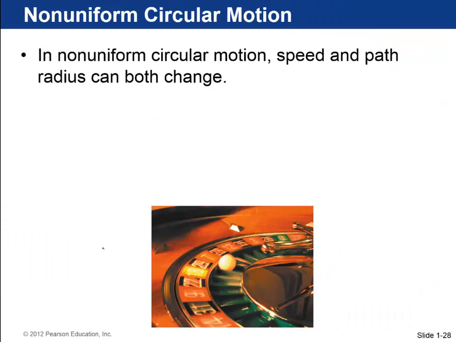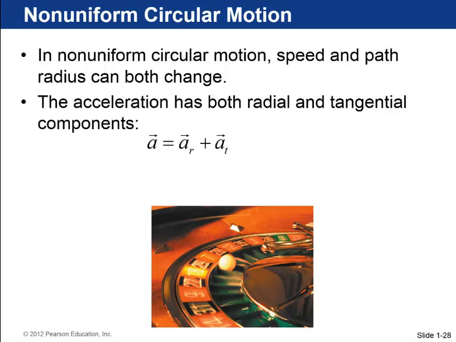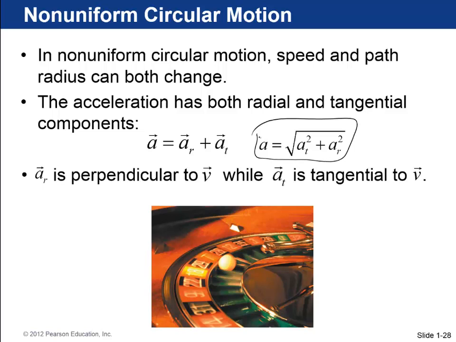If the ball is speeding up or slowing down, like a real ball on a roulette wheel, it's not just going around at a constant speed, it's also probably slowing down. That means that the acceleration has both radial and tangential components. So the acceleration is a sub r plus a sub t. The magnitude of the acceleration is found by Pythagoras, because those two components are perpendicular. A sub r is in a radial direction perpendicular to the velocity, and a sub t is in the same direction parallel to v.